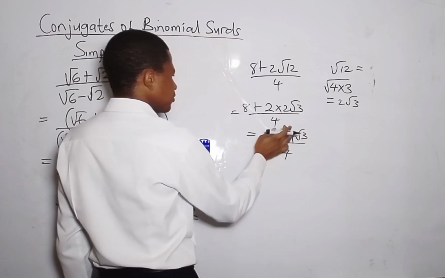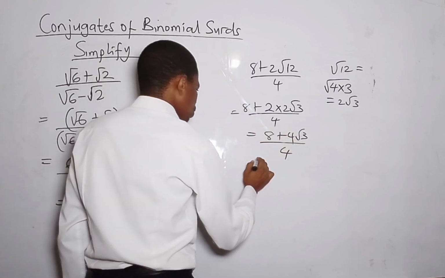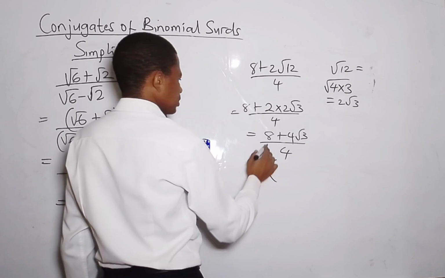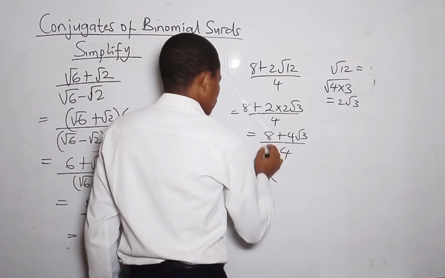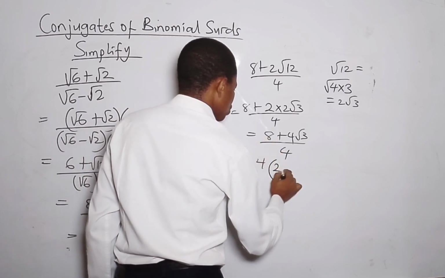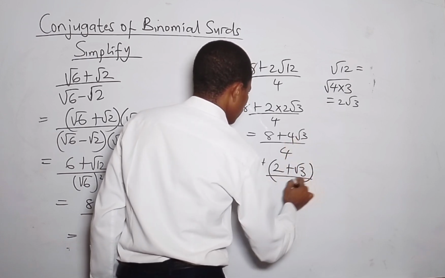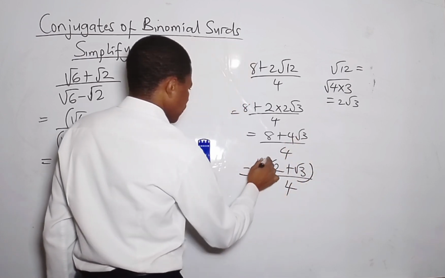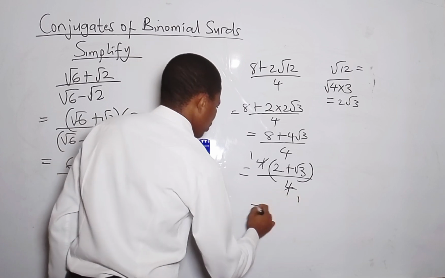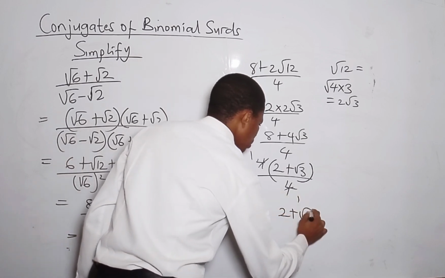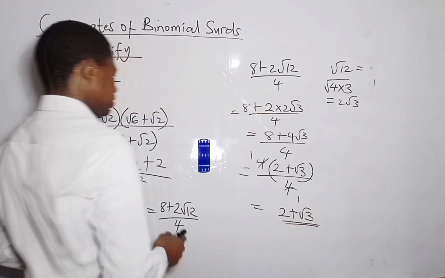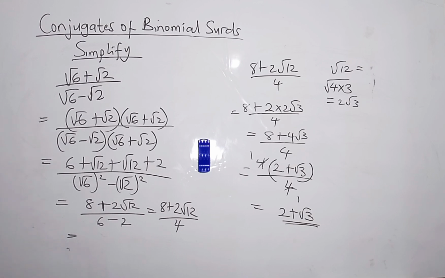There is a commonality. 4 is here, 4 is here, 4 is here. So we bring 4 out. How many 4 is in 8? 2. Then how many 4 is in 4? 1. Root 3 over 4. 4 here 1, 4 here 1. Our answer becomes 2 plus root 3 this other way.